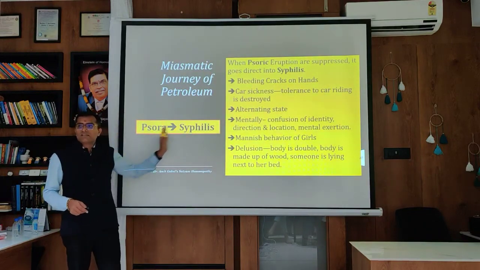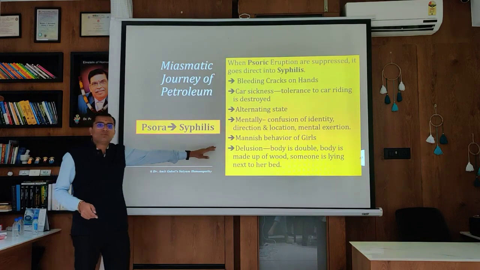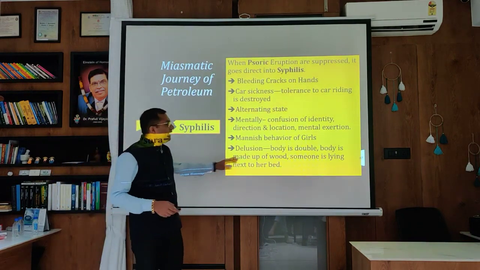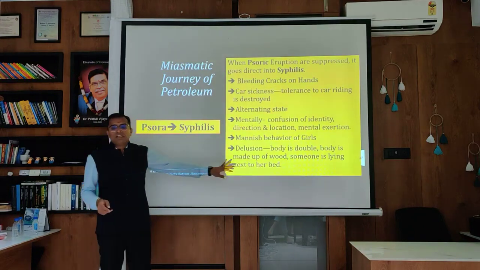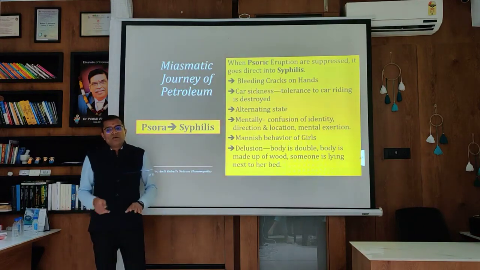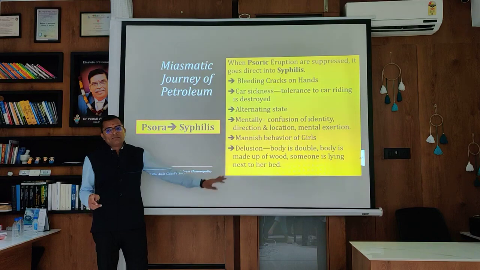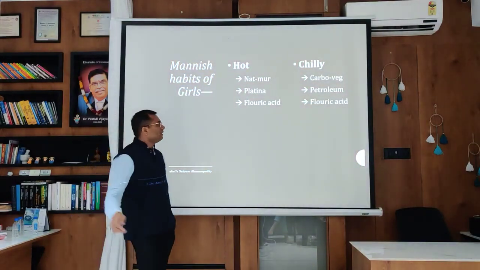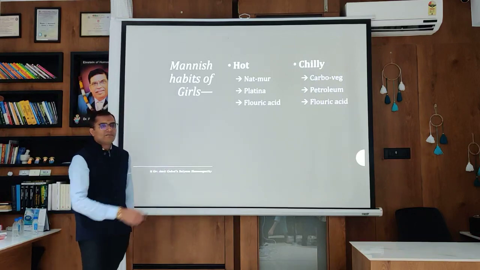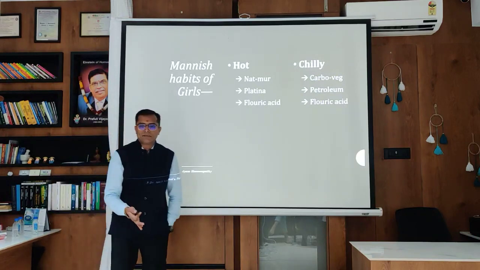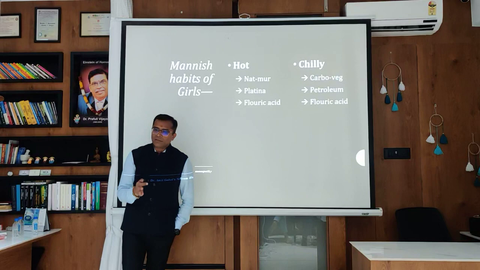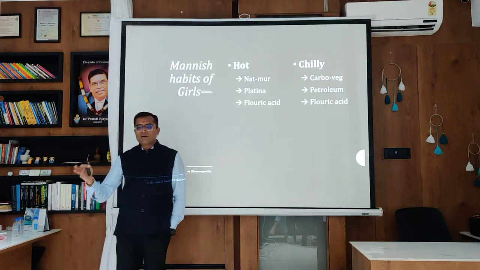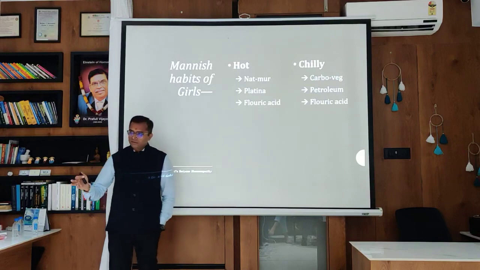Okay. Again, they go into destruction of their identity. So psora gets disturbed in the identity, so that leads to the mannish identity, the mannish behavior of the girl, and there are false perceptions, that the body is double, the body is made of wood, and someone is lying next to her in bed. So when you find a mannish habit in a girl, we have a fixed remedy in our repertory. When you find a hot remedy, it is Natrum mur, Platina, and Fluoric acid, and a chilly remedy is Carbo veg, Petroleum, and Fluoric acid.